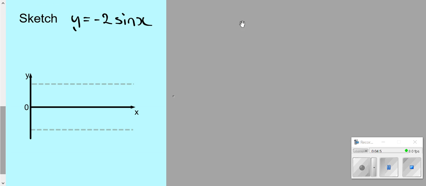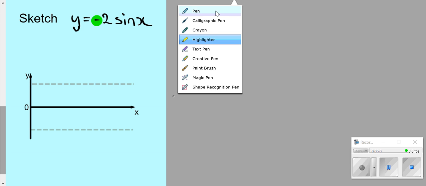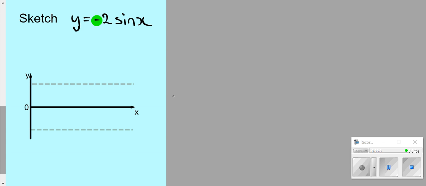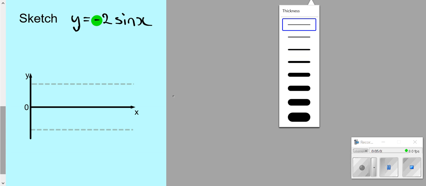Now, the difference here is there is a negative in front of my 2, okay? So if I can get my highlighter back, that negative changes things slightly, okay? First of all, though, I'm going to pretend like it's not there, and I'm going to answer the question in the same way.